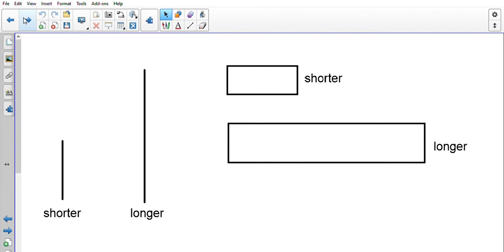Okay, so we're going to carry on thinking about length, and we're going to be using these words a little bit today, shorter and longer. So let's just remind ourselves. When something is shorter, that means it's the smaller out of two things. So it's not as long. So this one is a shorter line. This one is bigger, so it's longer. It can go the other way as well. So this is for the length. This rectangle is shorter than this rectangle, which is longer.